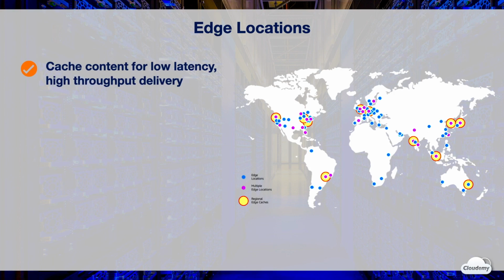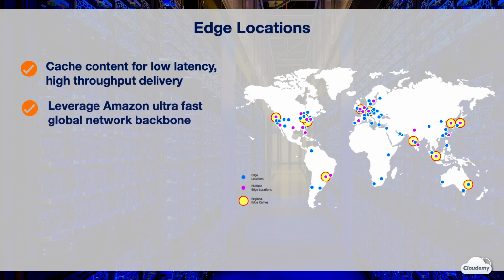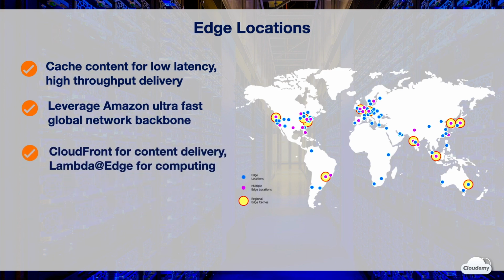There are more than 200 edge locations at the moment. These edge locations are part of the AWS Content Delivery Network for low latency, high throughput content delivery. Edge locations are all over the world, close to the users. They leverage Amazon's ultra-fast global network backbone to deliver data and cache it in the location that is close to the users. Services that use edge locations are Amazon CloudFront and Lambda@Edge. CloudFront is the AWS Global CDN for caching dynamic or static content. Lambda@Edge is the edge computing service to run code on low latency computing resources.